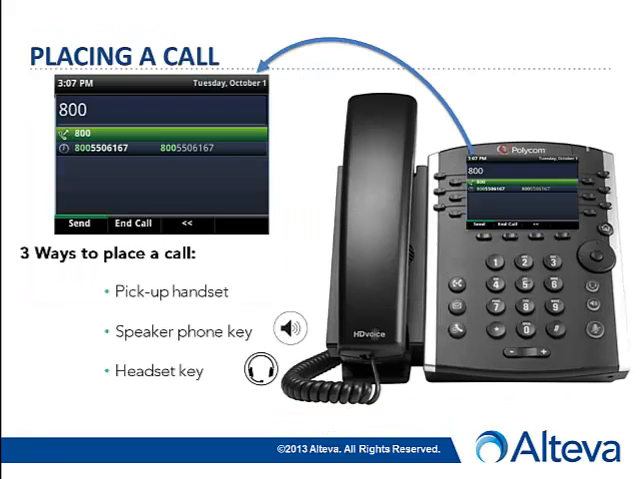There are three ways to place a call. You can pick up the handset, you can use the phone as a speakerphone, or if you're using a pair of headsets, you would simply press the headset key. Then simply use the dial pad to dial the number. The phone has a predictive dialing feature, so it suggests similarly dialed numbers.